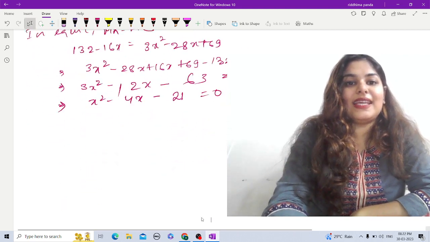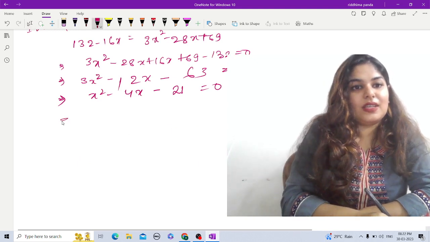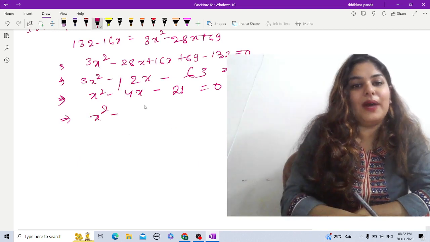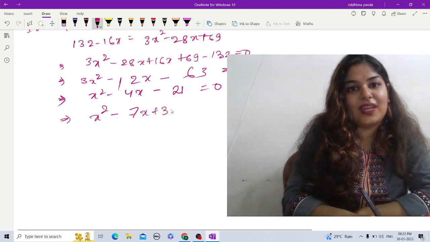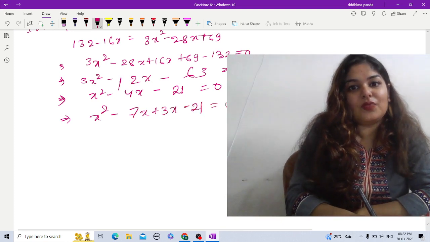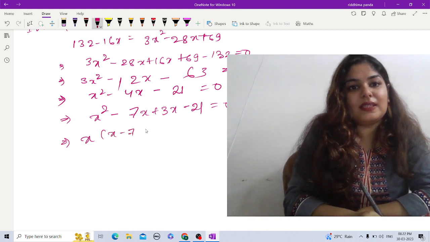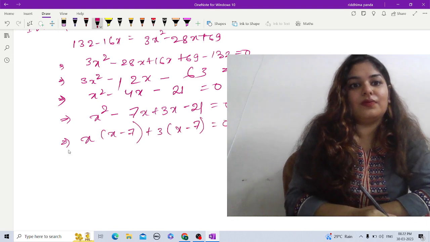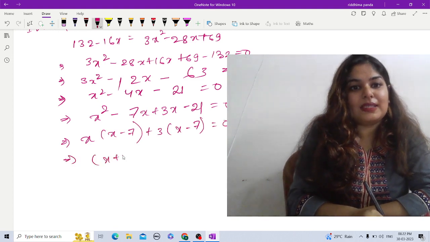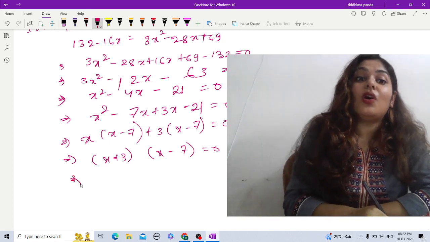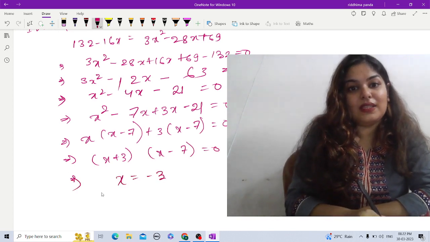So let's take middle term factorization. So we have x square minus 7x plus 3x minus 21 is equal to 0. Right? So let's take x as common. So x into x minus 7 plus 3 as common, x minus 7 is equal to 0. So that is x plus 3, x minus 7 is equal to 0. So after solving, we have x is equal to minus 3 or x is equal to 7.